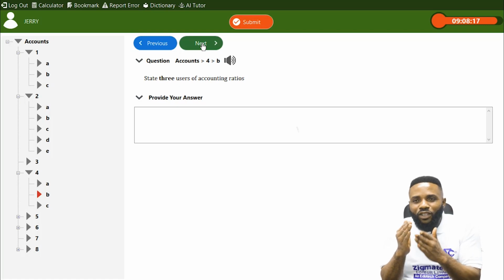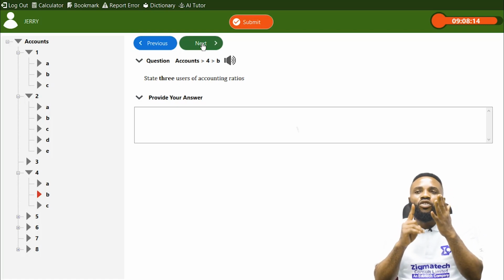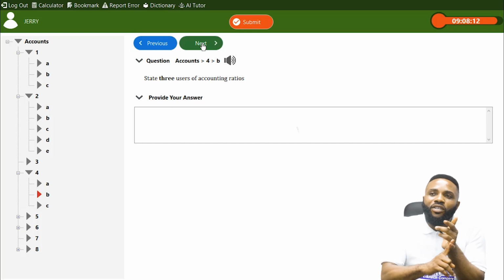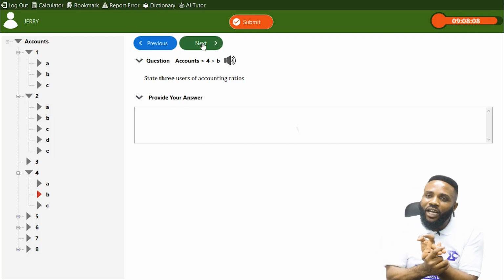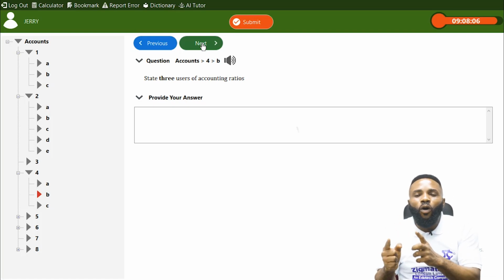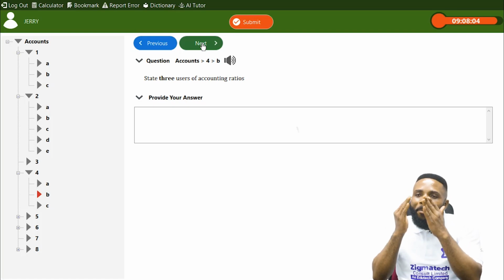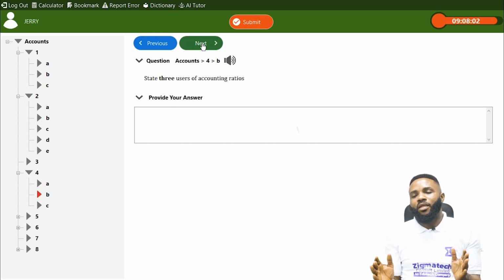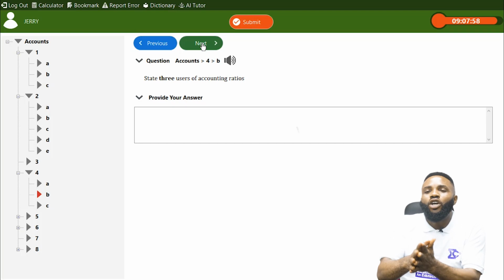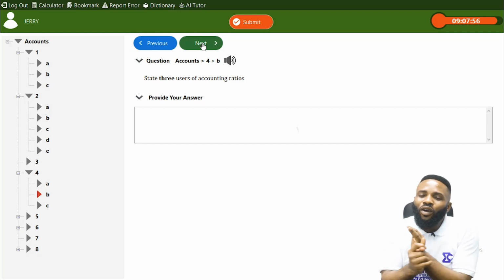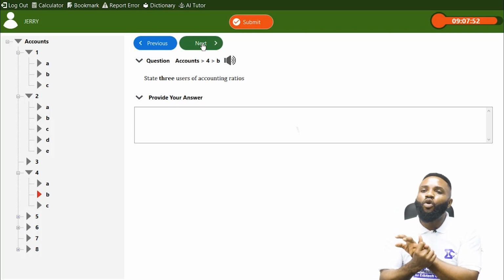If you want to make plans, you can begin to say, okay, since in 2021 we had 500, in 2022 we had 400, in 2023 we had 500, in 2024 the profit cannot drop beyond 400. So with that you can forecast and begin to plan for 2024. So the second use of accounting ratio is that it will help us to forecast.